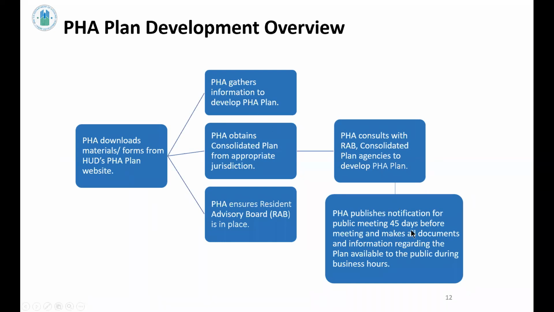So this is just a simple flow chart to help you develop your plan. You could use that like a checklist. Have we done this? Have we done that? And so forth. It's just a visual. All this information is in the reg, but what I like about this is it's like a snapshot of what a PHA has to do to develop their plan.